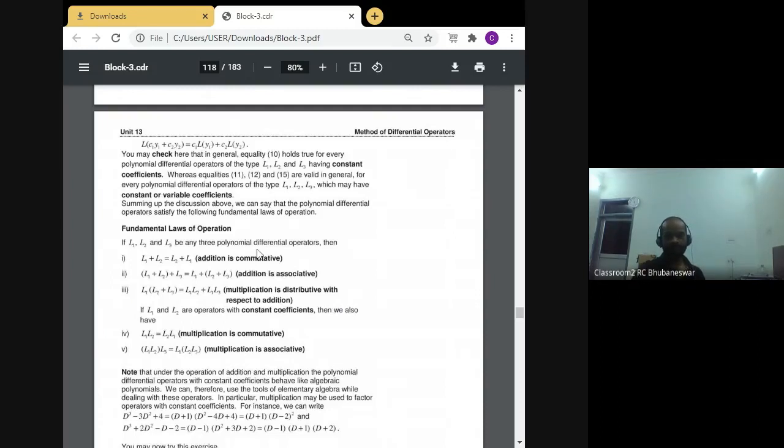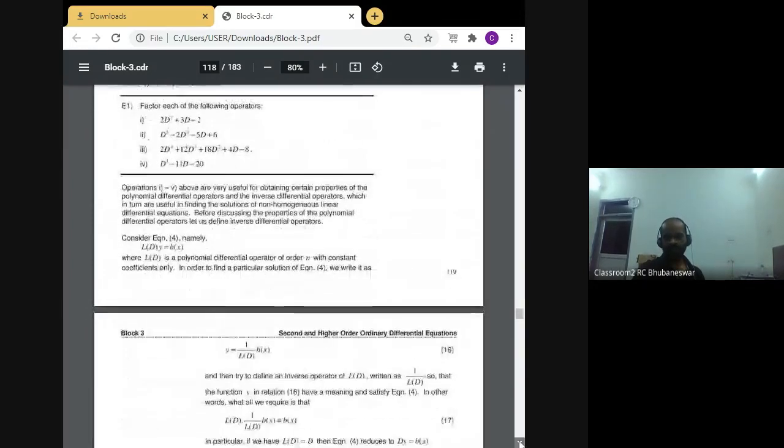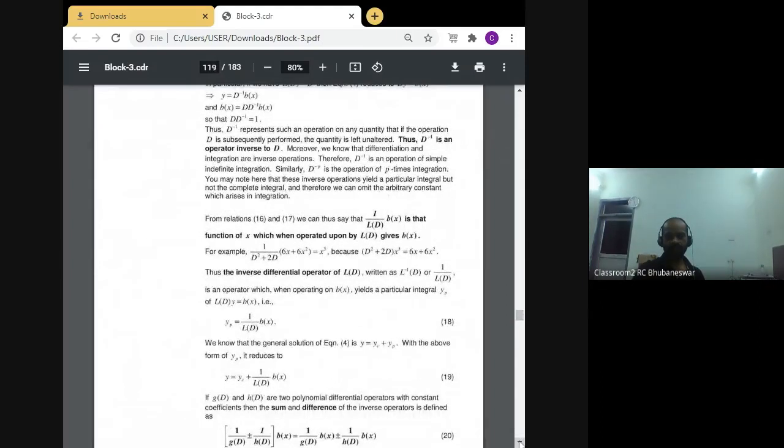Again, this operator may be of any order, maybe all are same, maybe all are different, but they will satisfy all these five basic properties and rules of the unknown function. Here we can also represent in the form of inverse.